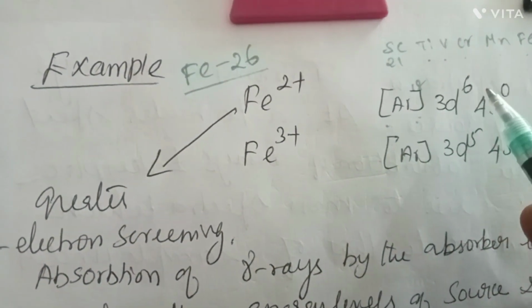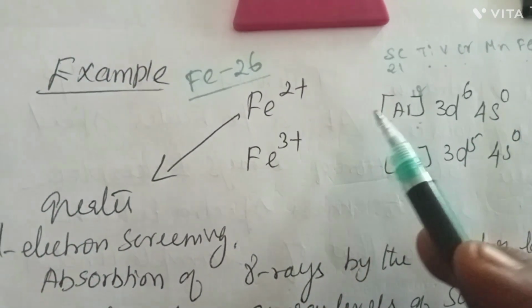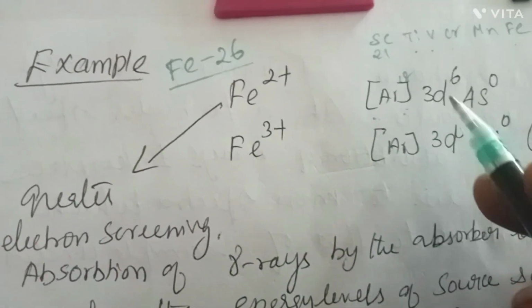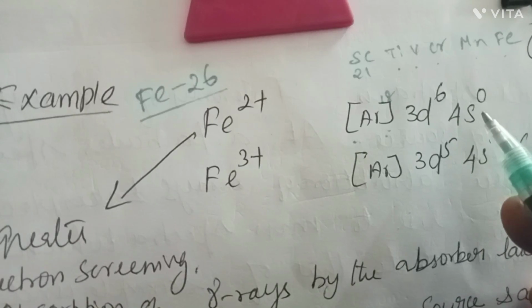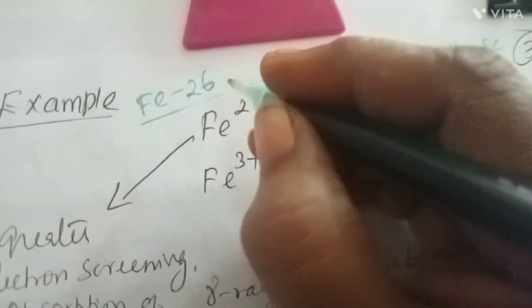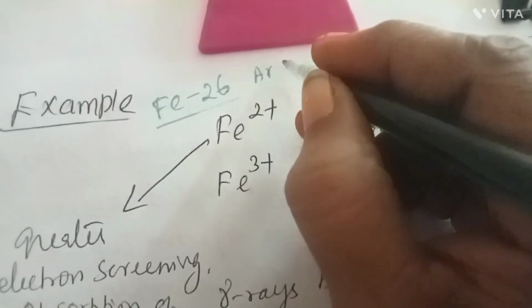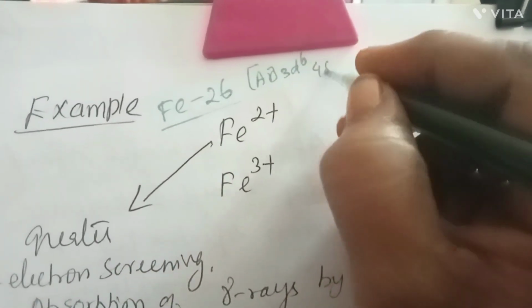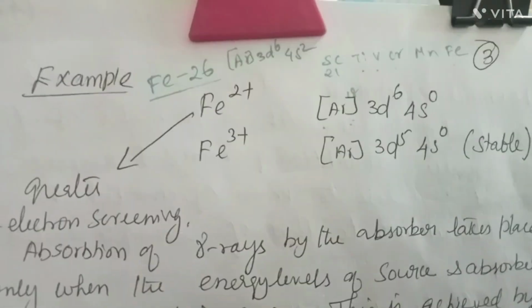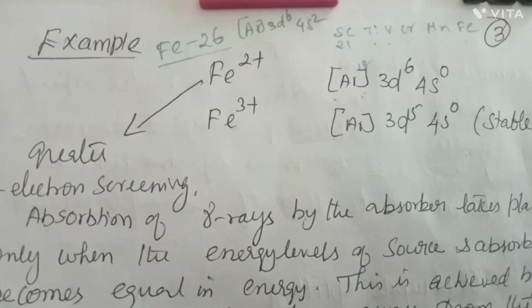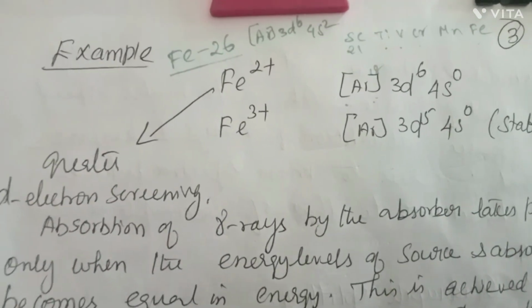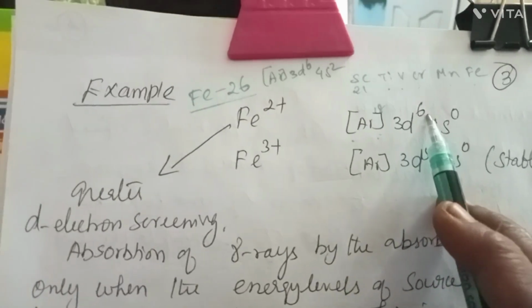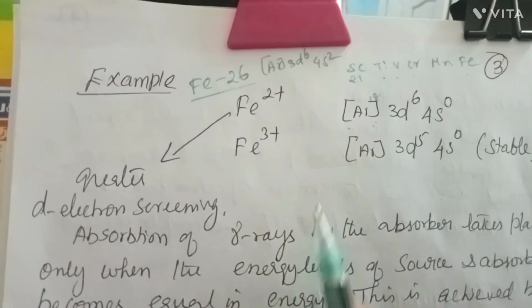So we can write the electronic configuration for iron as argon 3d6 4s2. Argon, whose atomic number is 18, then 3d6 then 4s2. So you get 26. This is the electronic configuration for iron.